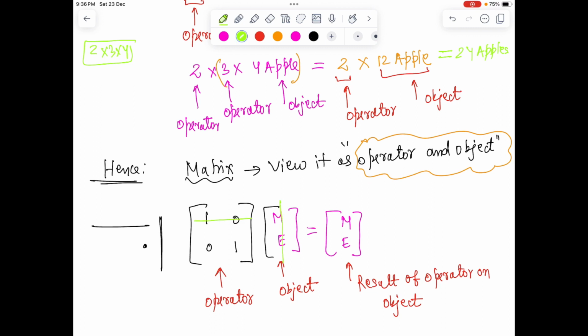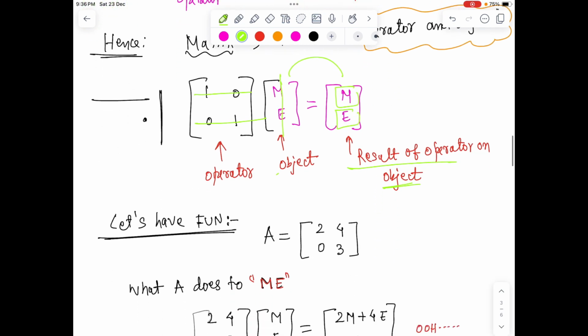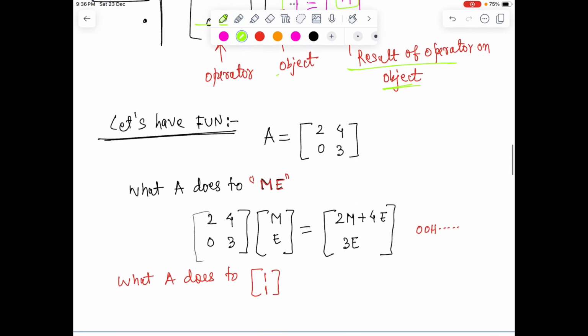So 1 0 gets multiplied with ME, that will produce M: 1 times M, 0 times E. 0 1 gets multiplied with ME, that will produce E. So here the result of the operation on the object is unchanged. Me becomes me, you is still you. Hence this operator is preserving the identity of the object, and hence it has derived the name identity matrix. Let's have some more fun and take another matrix, 2 4 0 3.